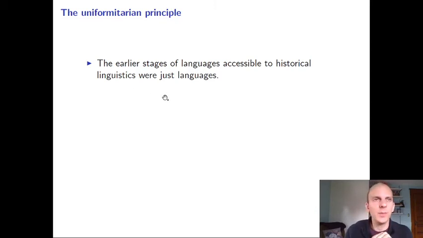Along with this uniformitarian principle comes some other corollaries, I guess, which is that these earlier stages of language, so Old English, but also Germanic and also Proto-Indo-European, these are just languages. They're languages just like English is a language. They're not qualitatively different from English. Proto-Indo-European is just a language like any other language. It's a natural human language.